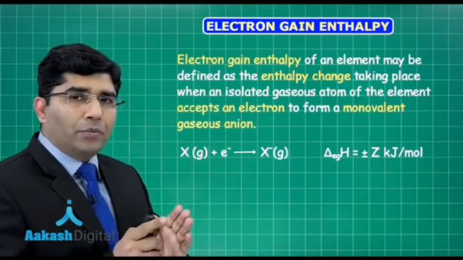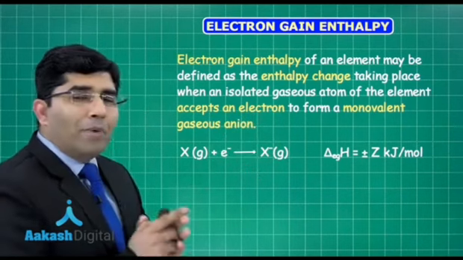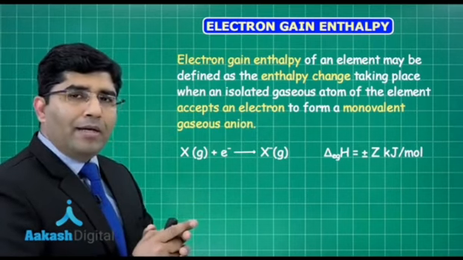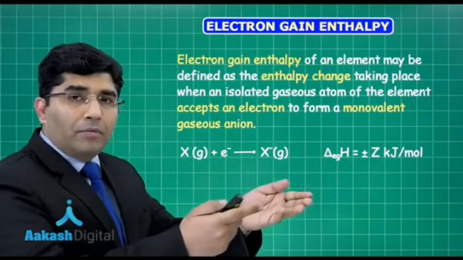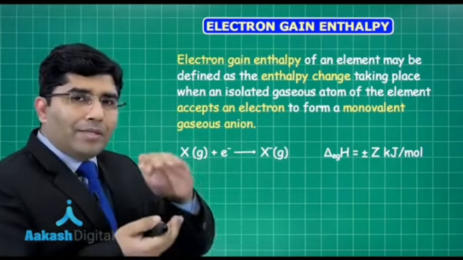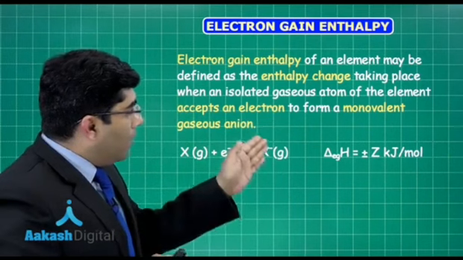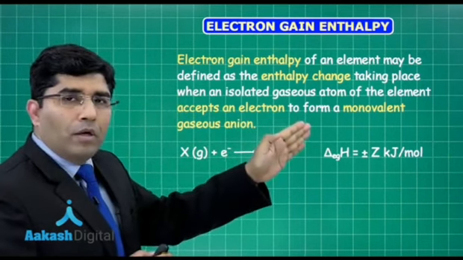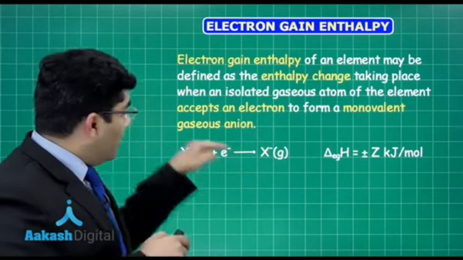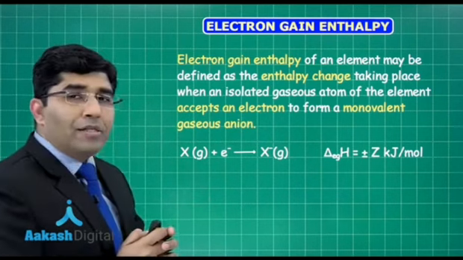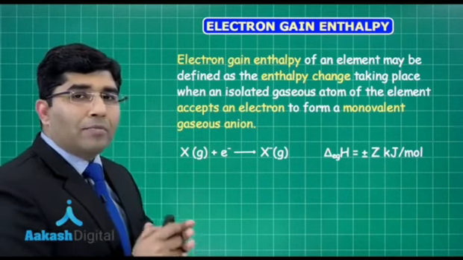energy. If the sign is negative, means delta H is equal to minus Z kilojoule per mole, it means that it is releasing the energy. Means the process is exothermic. If the process is exothermic, the system is losing the energy and becoming stable, right? And if it is plus Z kilojoule per mole, it means that energy should be provided from outside to put this electron into the shells or the valence shell of this atom to make X minus gaseous ion.